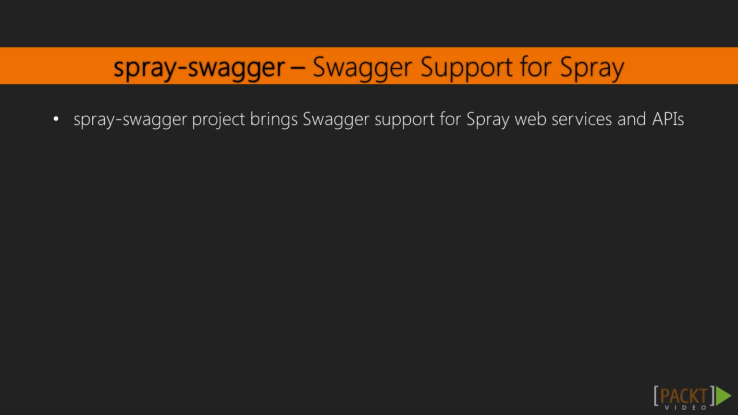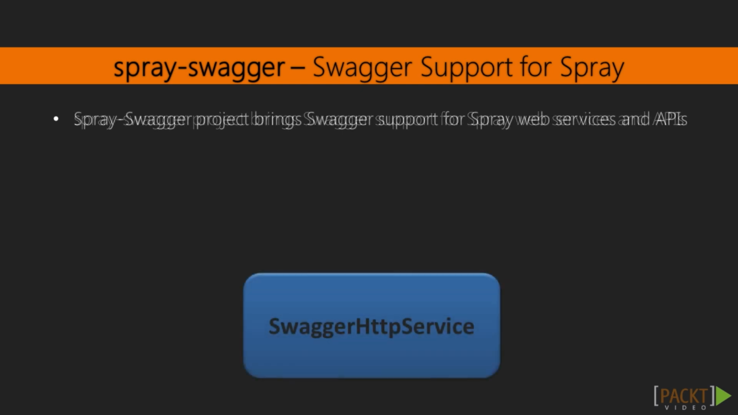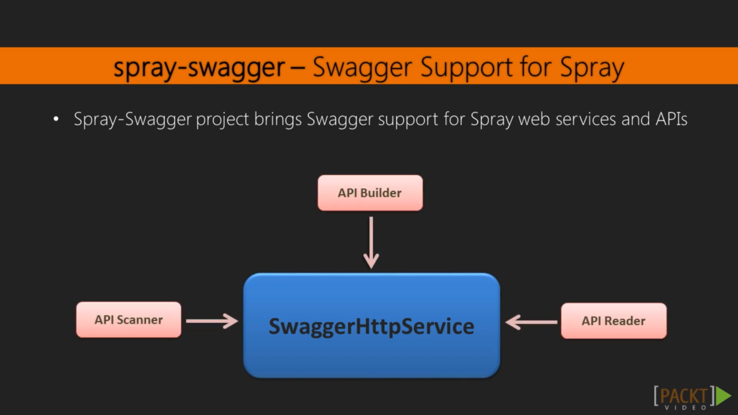Spray Swagger is a community-driven integration of the Swagger project with the Spray framework. It is quite a thin layer built on top of Spray routing and essentially is encapsulated in the trait SwaggerHttpService. Under the hood, it uses a few other classes in order to introspect and assemble web API documentation. As a matter of fact, we are going to deal with SwaggerHttpService only.